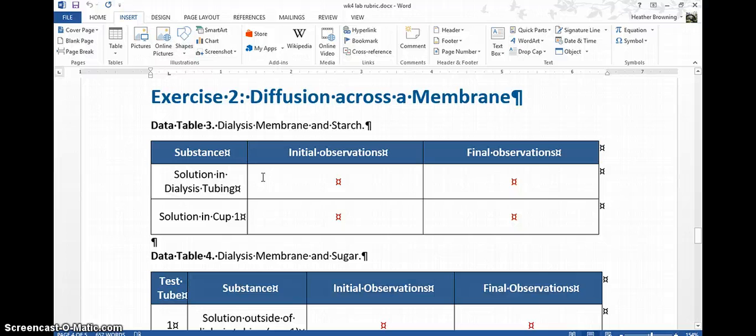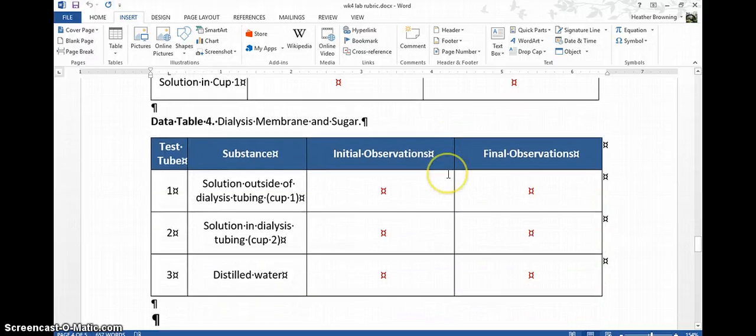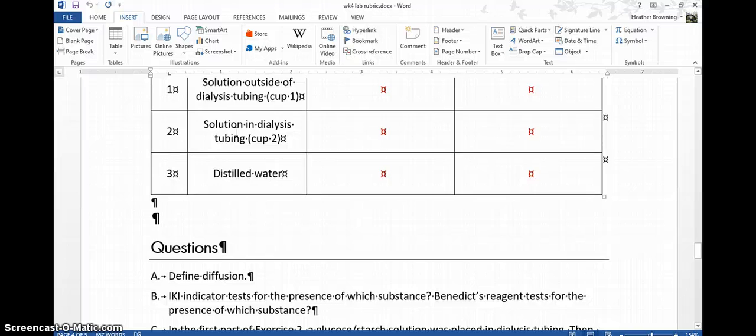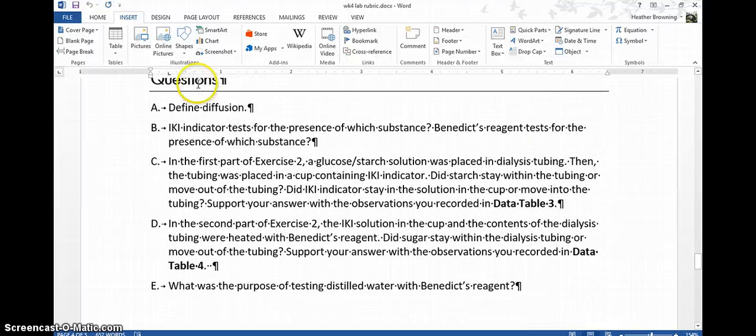Okay? So here we're talking about diffusion across the membrane. So you're going to say the color and then what you saw. And then here initial and final results, the same concept. What happened? Okay, and so now we're going to talk about what happened. So you're going to define diffusion. What is it? I'd probably give me a sentence on if you saw it or not, but just say what it is. The IKI indicator tests for the presence of what substance?